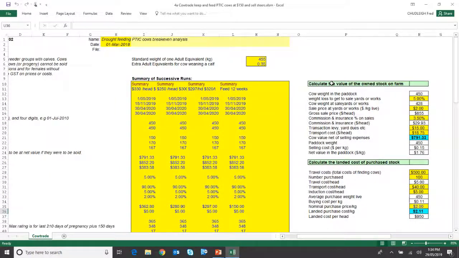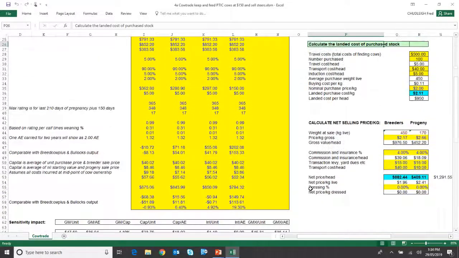So over here we've got some summaries where we can do some summaries of our runs, our different analyses. We've got to calculate the value of the owned stock on farm. We've seen that before. Calculate the landed cost of purchase stock. So if we're going to buy cows and calves, we can value them there. And down here, calculate the net selling price for breeders and their progeny at the end of either the trading program or when they revalue them back onto the herd.